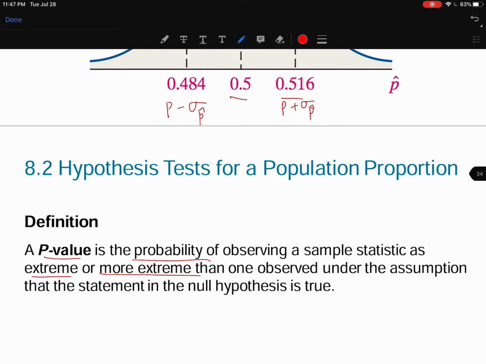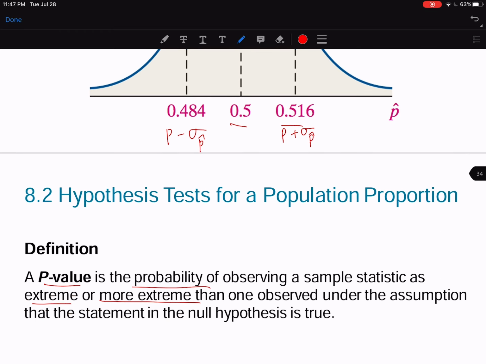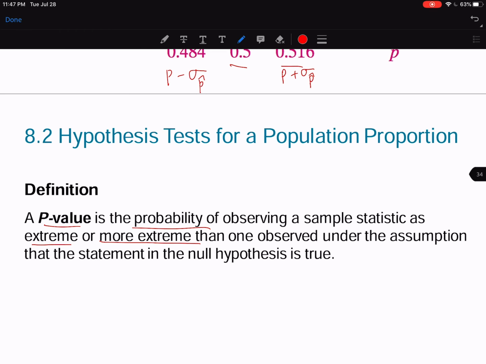So in this case, if we go back to this example here, the sample statistic is p hat, which is equal to 0.534. And based on the definition of p-value, we know that the p-value is the probability of observing the sample statistic, in this case p hat equal to 0.534, as extreme or more extreme than the one observed, under the assumption that the statement in the null hypothesis is true.